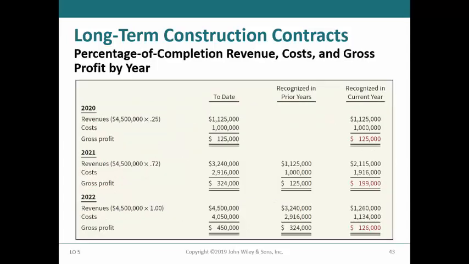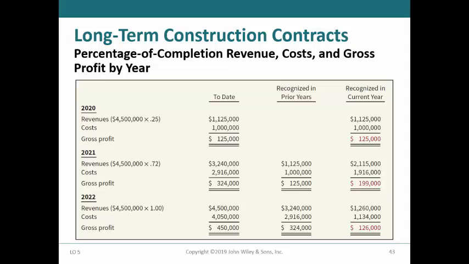This slide illustrates the computation of current year gross profit. As we noted in a previous slide, the computation of percent complete is cumulative. Therefore, the current gross profit is equal to the current revenue and gross profit to date minus the amount already recorded in previous periods. In this example, the current gross profit in 2020 is $125,000 because it is the first year of the contract.